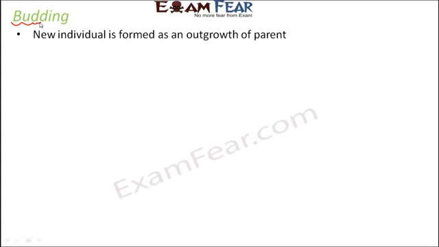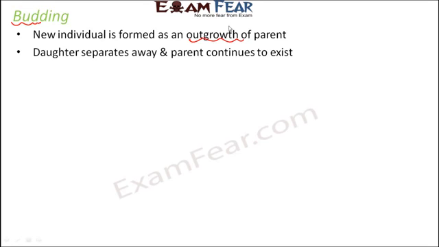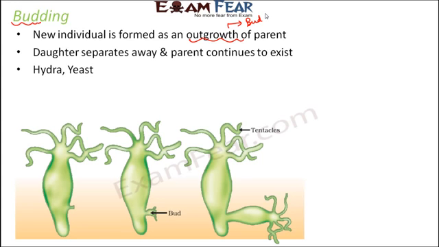So on the parent body itself there is a small outgrowth which appears like a bud, and that small outgrowth later develops and grows into a new individual and then separates out from the parent's body. So here the daughter separates away and parent continues to exist. So this small outgrowth is known as the bud. So where does it take place? It occurs in organisms like Hydra and yeast.